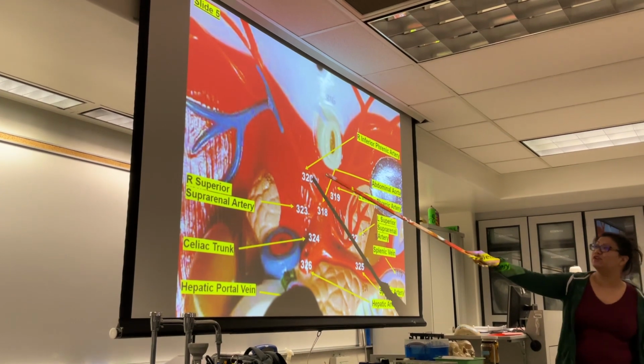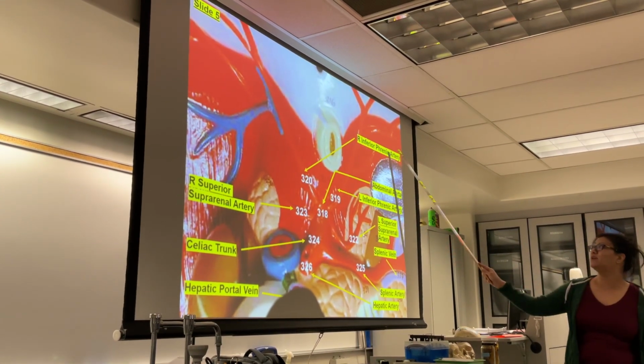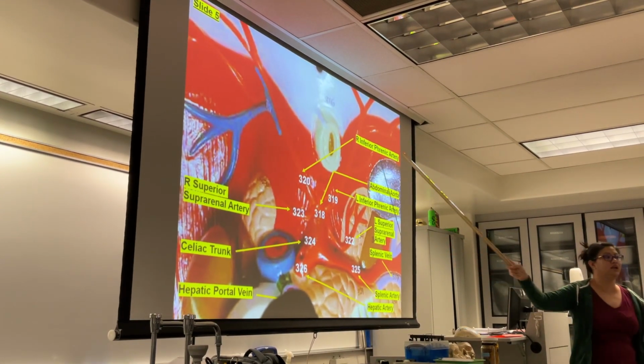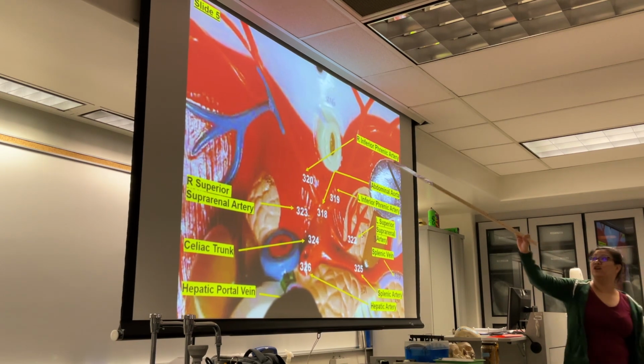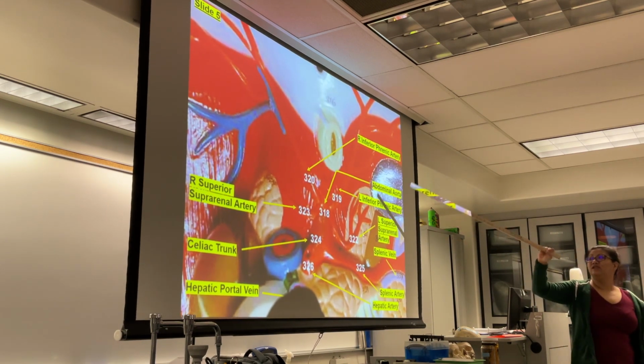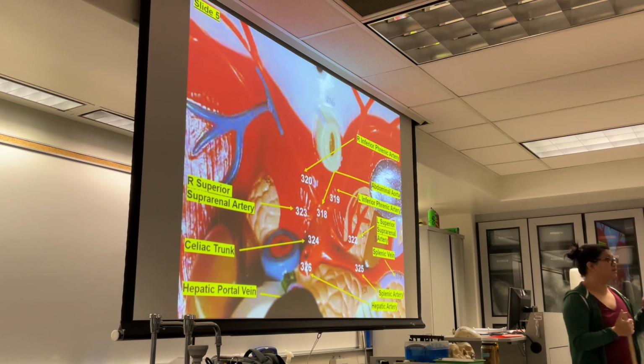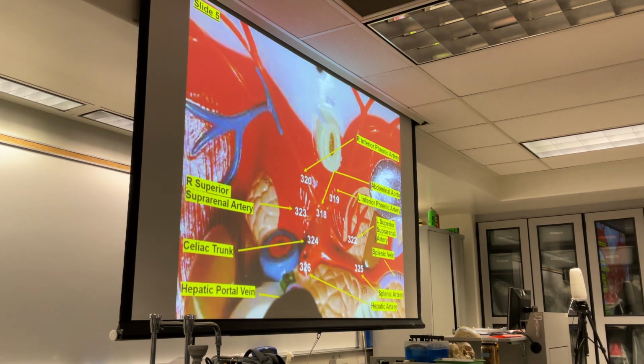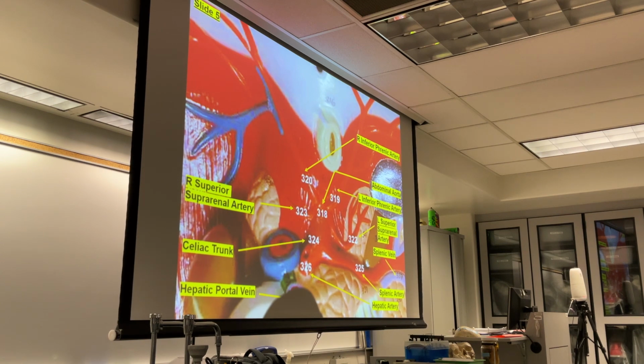So you have the inferior phrenic artery. I'm gonna point out this word phrenic right here. The word phrenic is pretty important because there is a nerve that runs alongside it called the phrenic nerve. You guys heard of that one? The phrenic nerve. Do you guys know what it innervates?